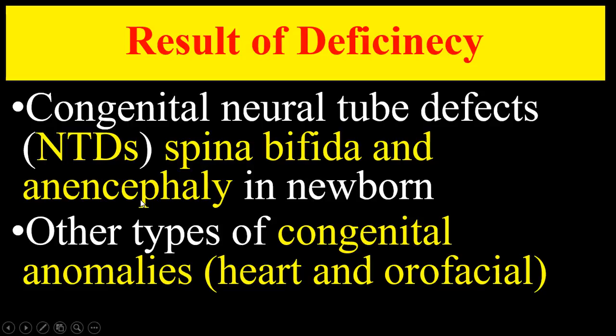Anencephaly is where the baby does not have the cranium, and in spina bifida the nervous material of the vertebral column comes out of the vertebral ring, and that is known as spina bifida. It has also different classes, and besides this, folic acid deficiency in the mother is also associated with congenital anomalies in the heart and orofacial region.